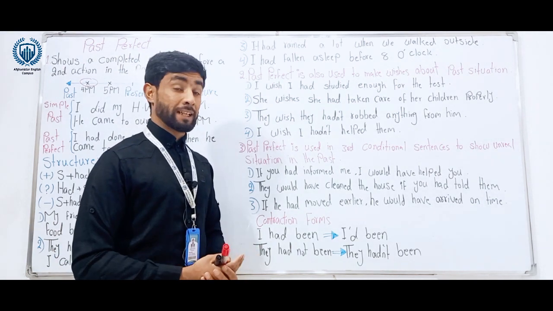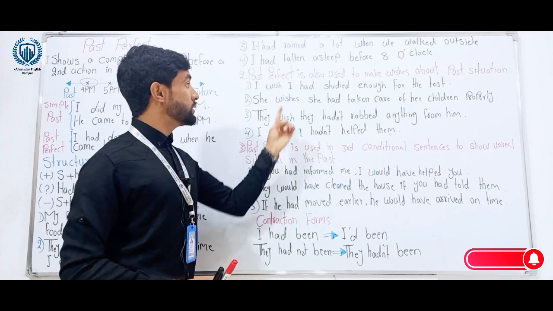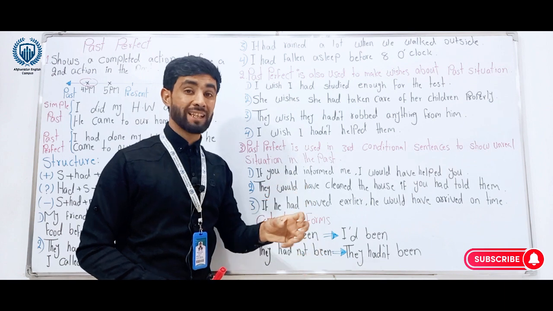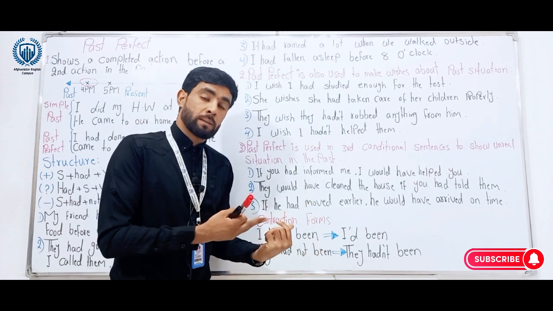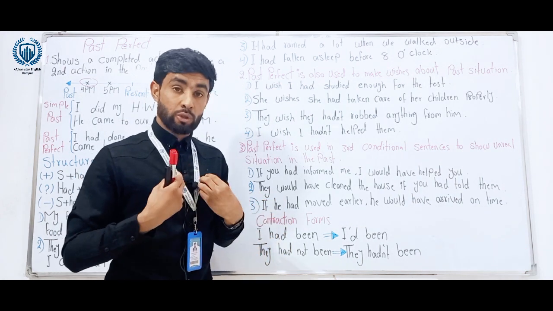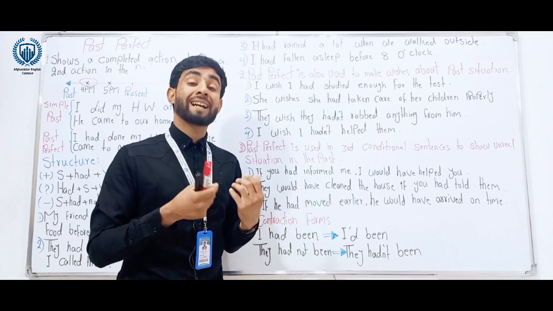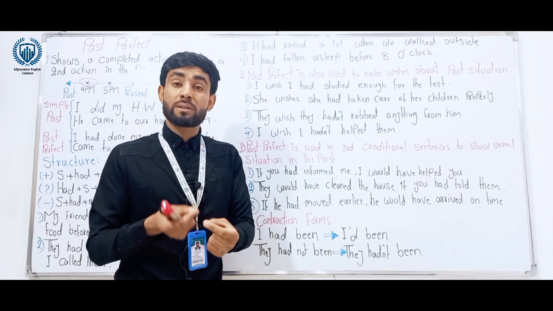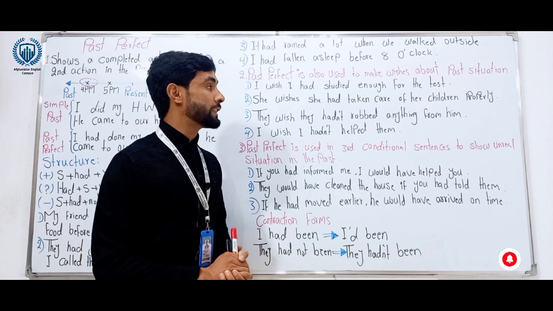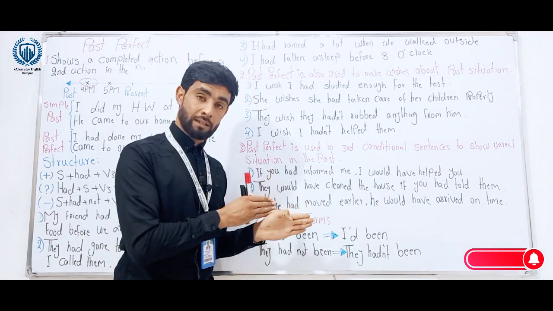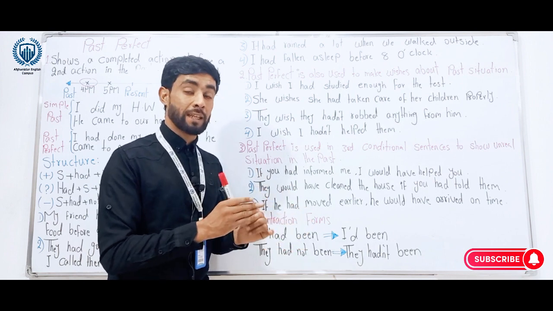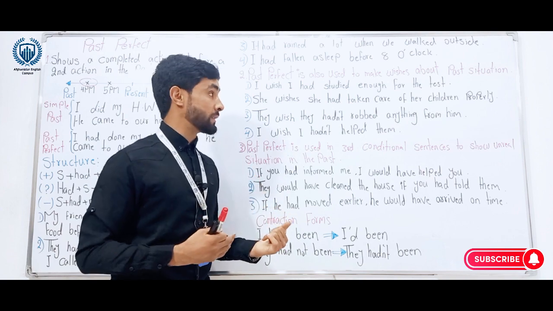Come to the second usage. The second usage of past perfect: we use the past perfect also to make wishes about past situations. In some cases, when we have done something or we haven't done something, then we wish we hadn't done it, or we wish we had done it. So in this case, we use the past perfect. Let's come to an example. I wish I had studied enough for the test. I had a test in the past and I didn't study enough. I think it looks like I failed the test.